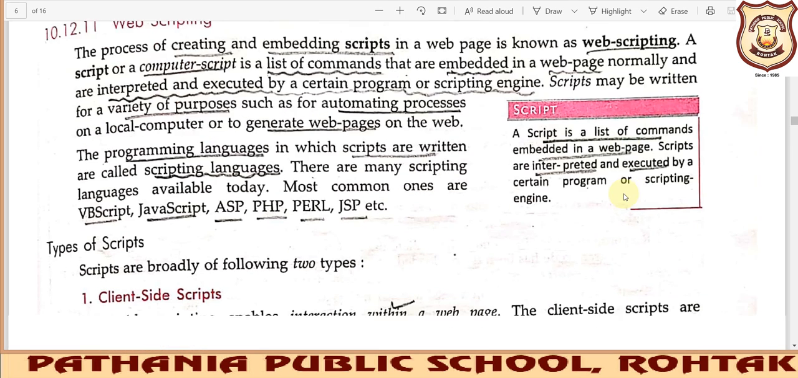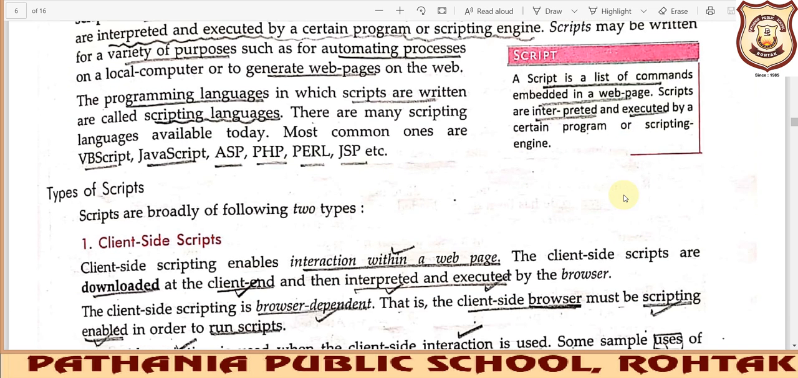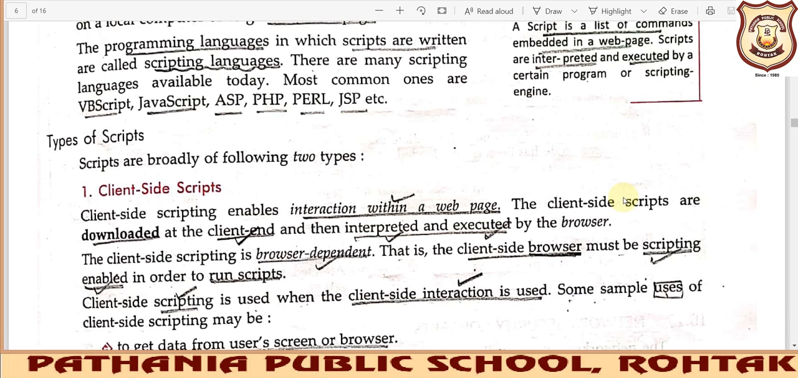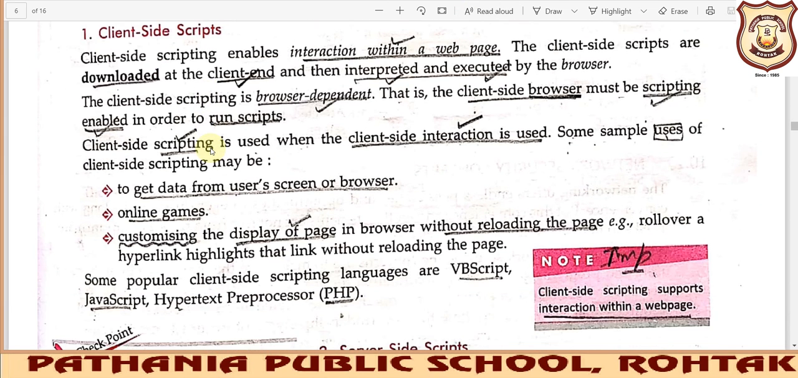Fine. So we use these commands for a variety of purposes, like automating some process on the local computer. For anything we can have some scripts. There are two types of scripts. One is client side script, and the second is server side script. So let us see what the client side script is. Basically, whenever we want to enable interaction within the web pages, we have to go with client side scripting.